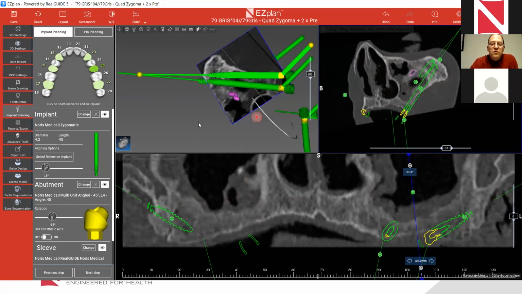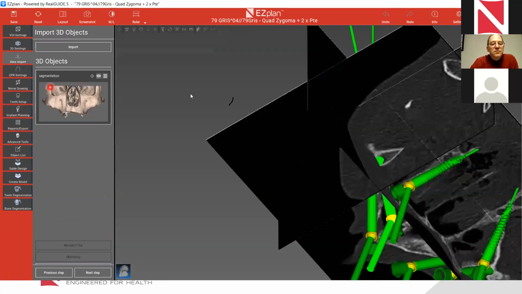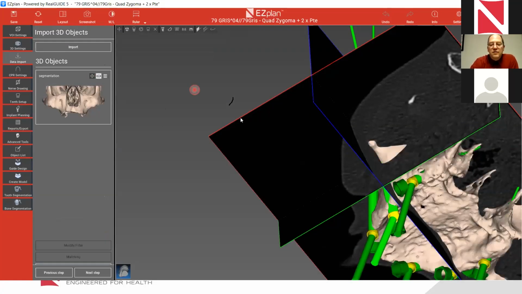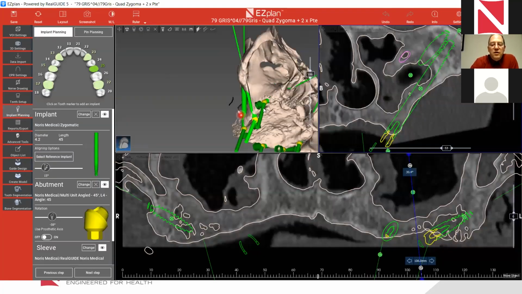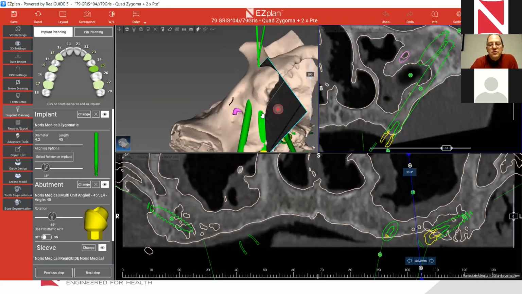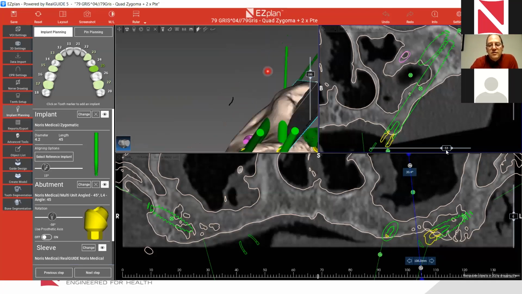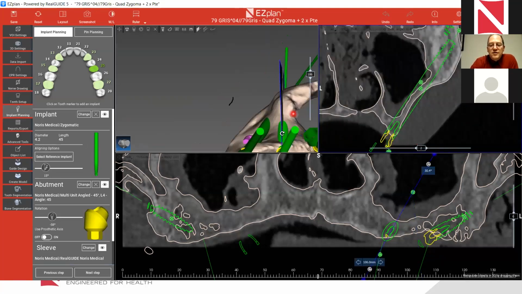When we look from this direction, this is the view that we're working in, looking inside, in order to position the posterior implant. This is the angle that the surgeon is looking. He is looking at the entrance to the temporal fossa. This is exactly the angle we want to put the posterior implant.